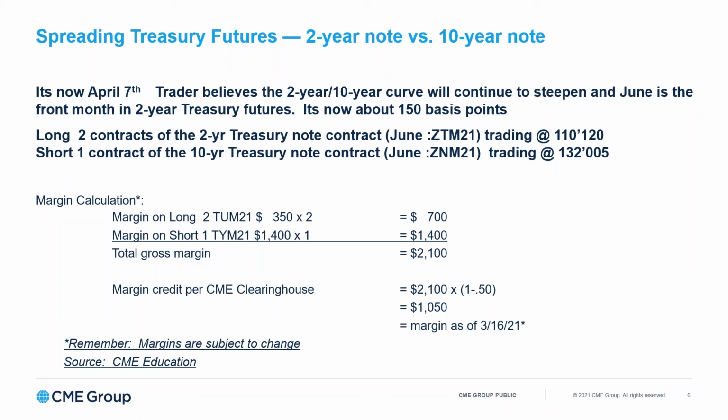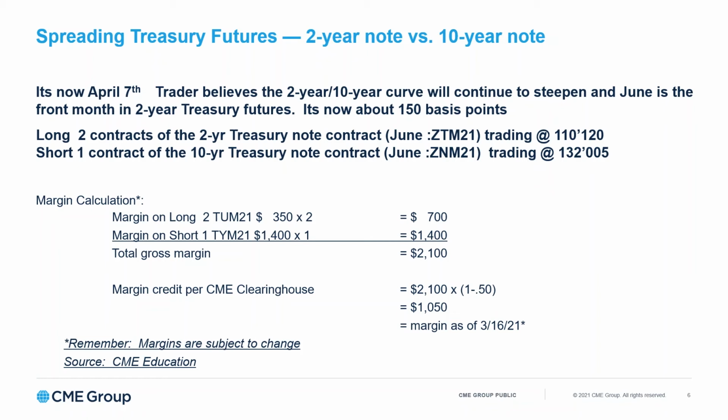And you do 2 contracts because the 2-year note doesn't move anywhere near as much as the 10-year note. So you have to kind of normalize. And it's a ratio that the clearinghouse recognizes. If you see the margin calculation, the margin on each 2-year note is $350. Well, you have to do 2 of them, so it's a $700 margin for that leg of the spread. The short 10-year note, the margin is $1,400. So the position gross margin is $2,100.